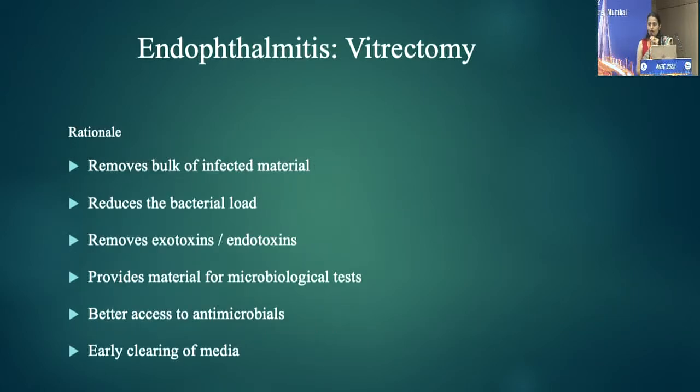What is the rationale of vitrectomy in endophthalmitis? Basically, it removes the bulk of infected material. It reduces the bacterial load. It removes the exotoxins and endotoxins. It provides a material for microbiological tests so that we can identify the organism. It gives better access to antimicrobials and early clearing of the media.